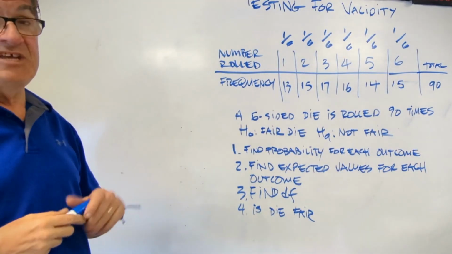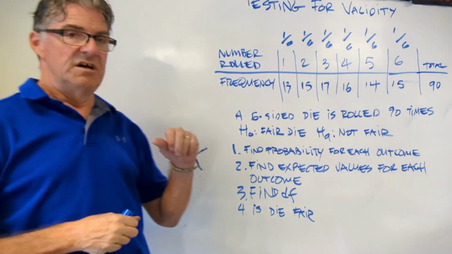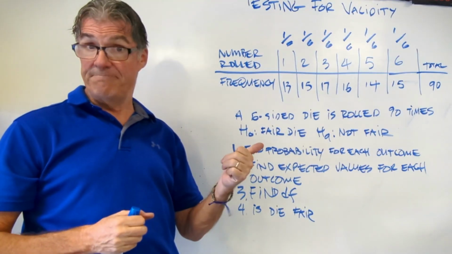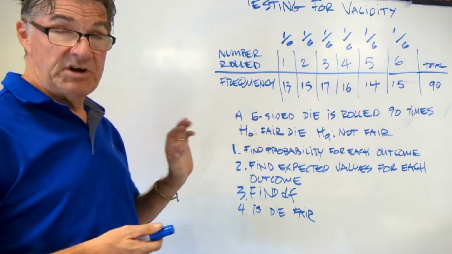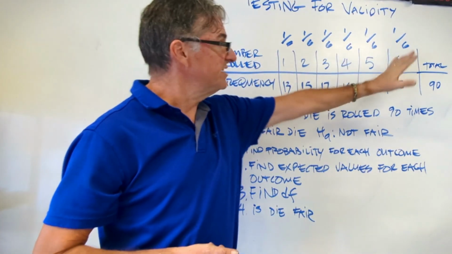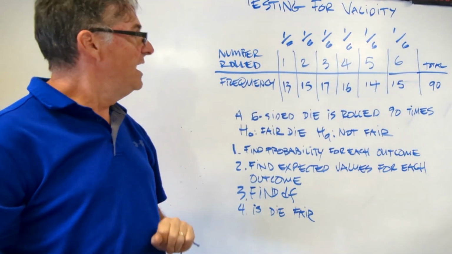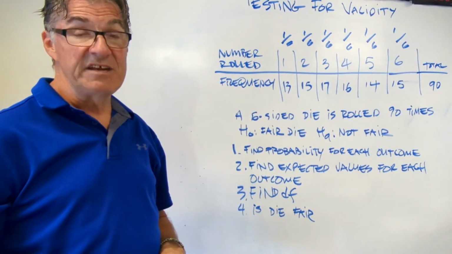Like maybe he's tracking whether it's even or prime, or both. Any number of different things. So you might have to put on your thinking cap to figure out your probabilities. In this case, it's pretty straightforward. Now we need our expected values.